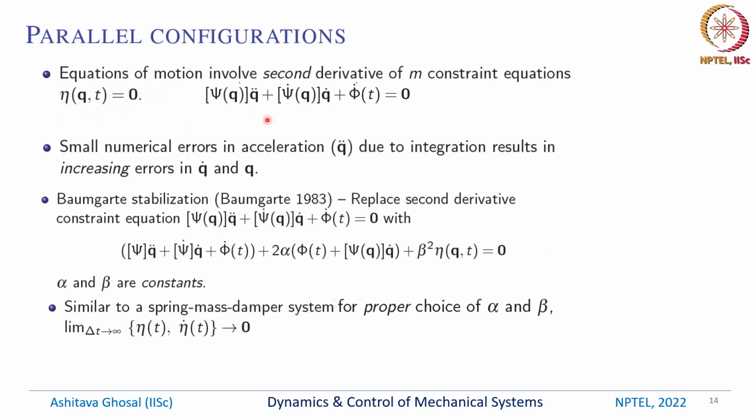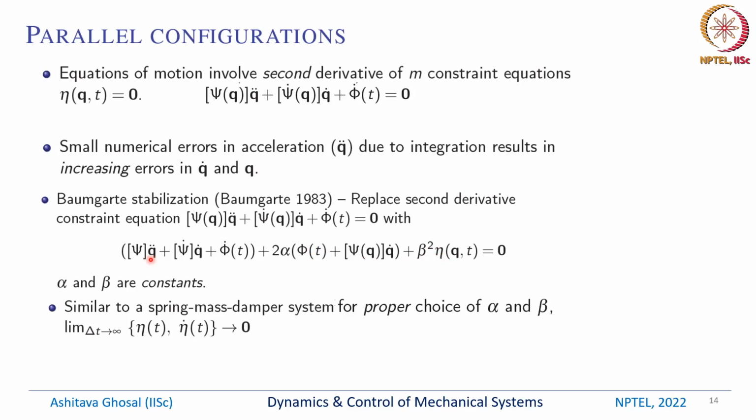equal to 0. What he said is we replace the second derivative constraint equation with something like this. Instead of psi q double dot plus psi dot q dot plus phi dot of t equal to 0, we replace it with psi q double dot plus psi dot q dot plus phi of t, which is one term, plus 2 alpha times phi of t psi of q dot, plus beta square eta of q comma t.